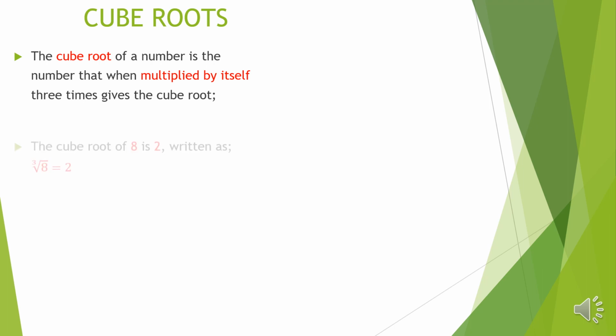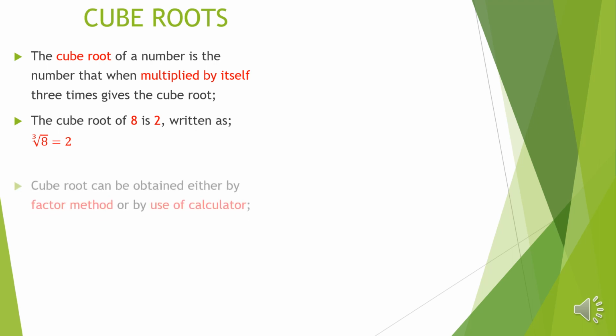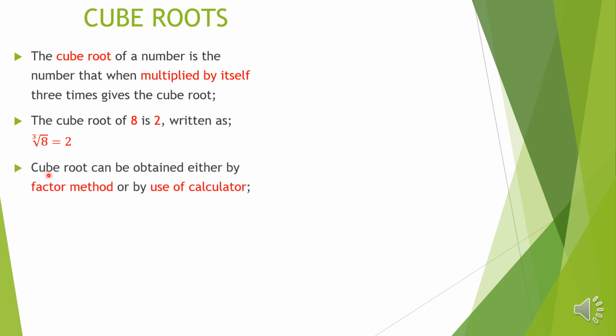For example, the cube root of 8 is 2, and this is written as cube root of 8 equals 2. This simply means that 2 times 2 times 2, 3 times, you get 8, and therefore 2 is referred to as the cube root of 8. Similarly, cube roots can be obtained either by factor method or by use of a calculator.